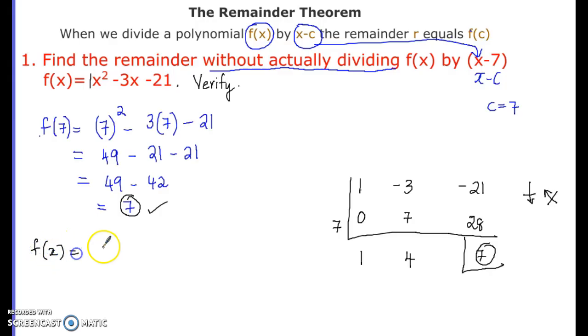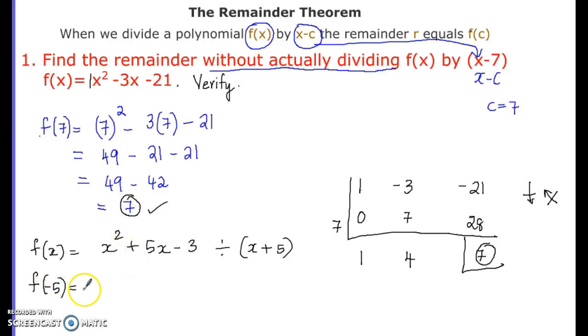Let's say f of x is equal to x squared plus 5x minus 3, and you have to divide by x plus 5. Okay, so to find the remainder, I don't have to actually divide. I can just get the remainder by evaluating the function at the opposite of this number. Positive 5 will become negative 5. So wherever I have x, I have to plug in negative 5. That's what it means by evaluating.